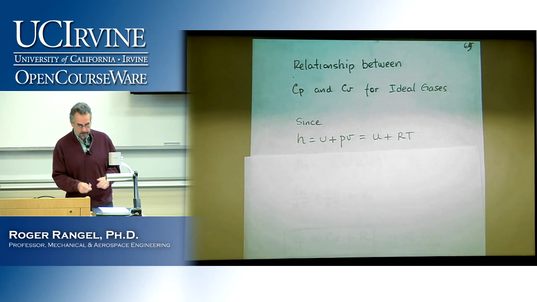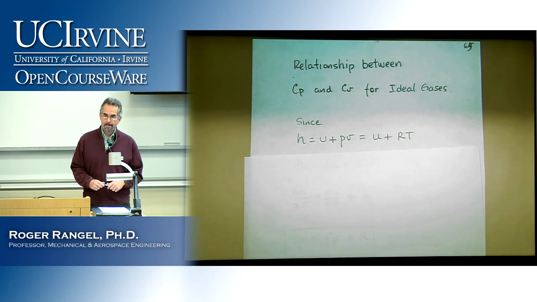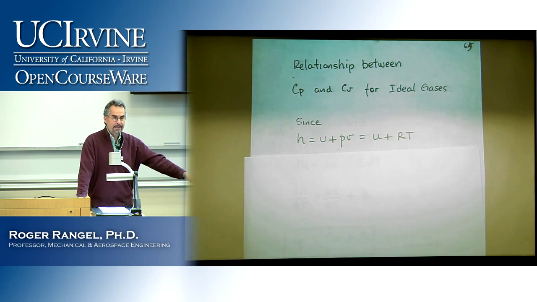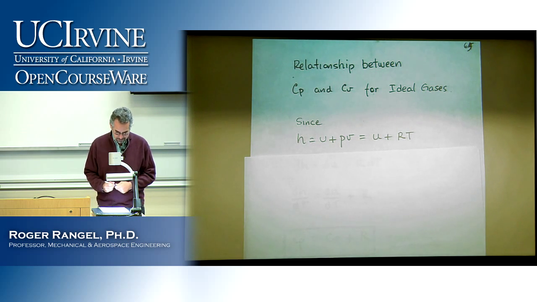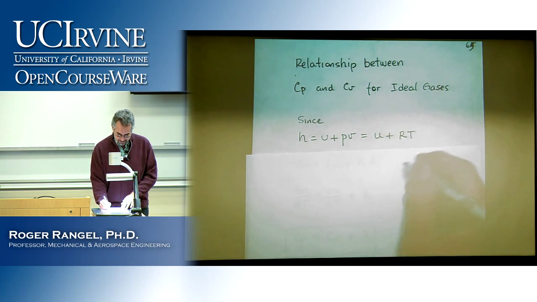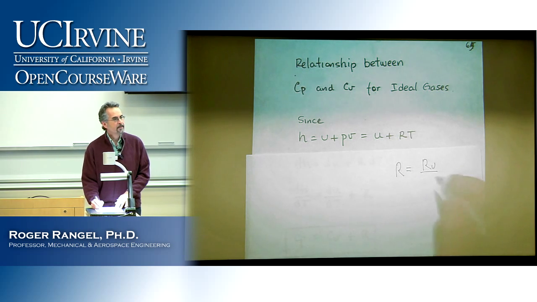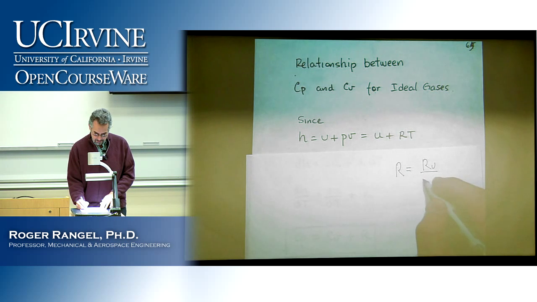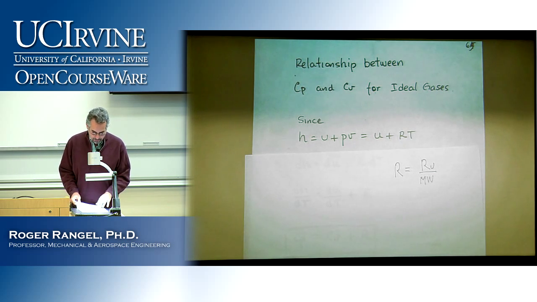Is that the universal gas constant? No, it's not the universal one. It is the one for that gas, which you get by taking the universal R, R sub U, divided by the molar mass, or molecular weight. We call it molecular weight, right? So that's this R. But it's a handy way of doing it.